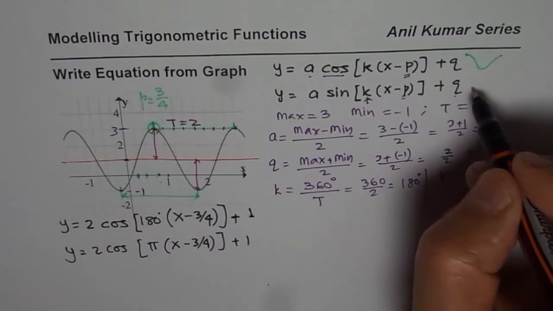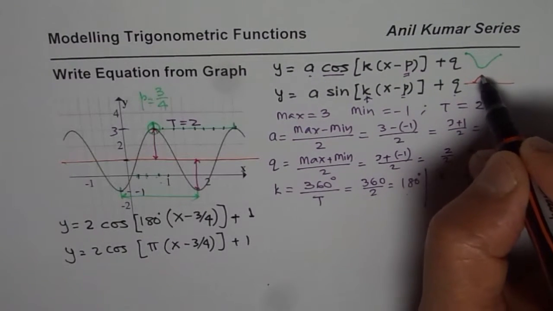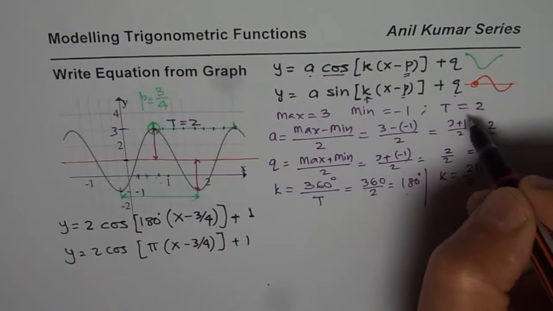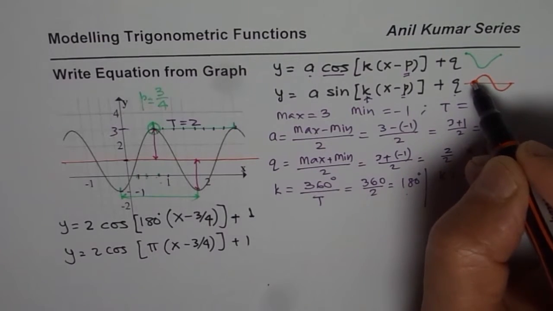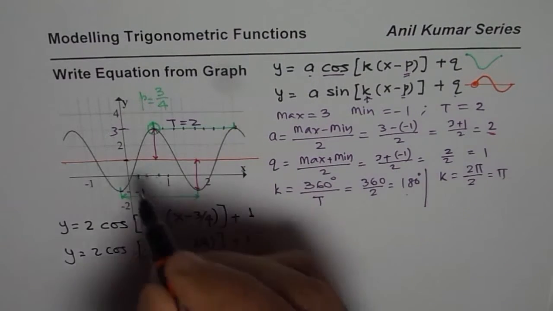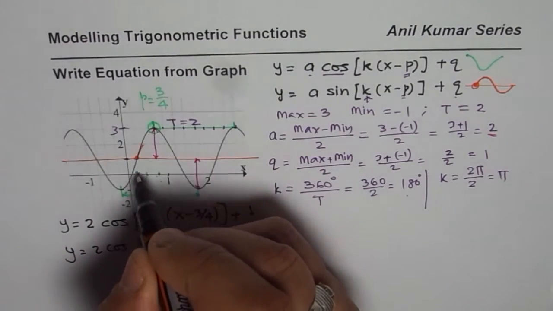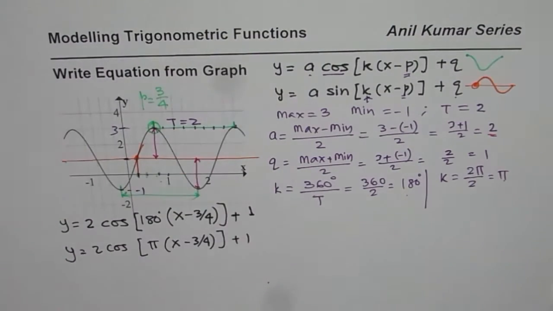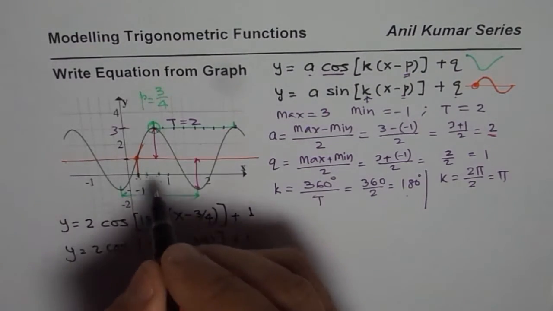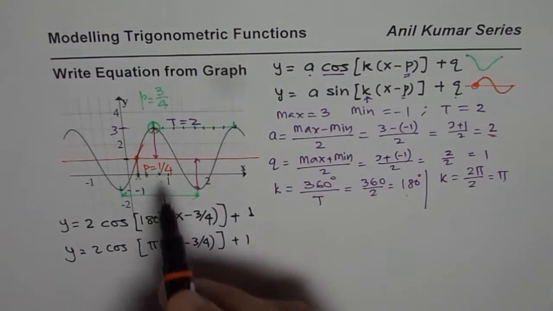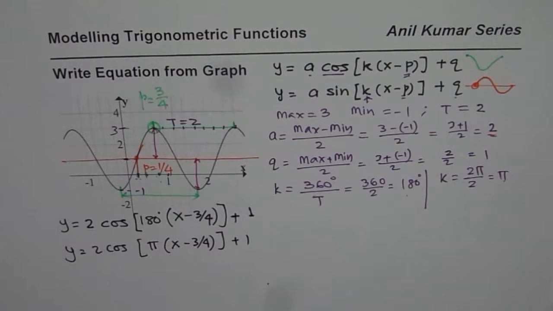Now, the sine wave actually starts from the axis, kind of like this. Do you see that? That is a sine wave. So you're looking for a point which starts from the axis and is rising. So if you look here, that is the point, starting from the axis and rising. And it is 1/4 of a unit to the right. So in this case, P is equal to 1/4, okay? Now we'll use this value as a phase shift and write the equation for the sine graph.